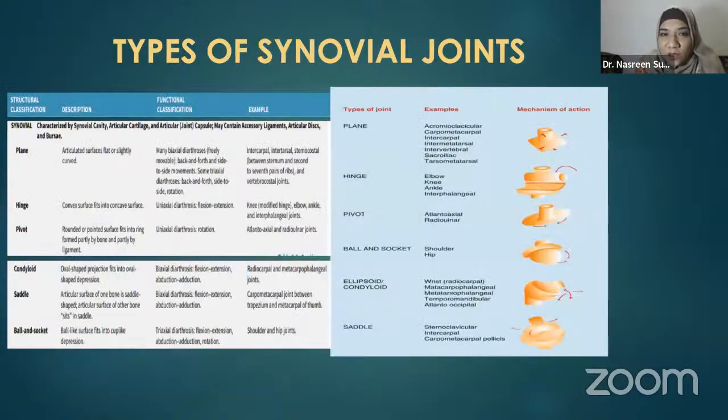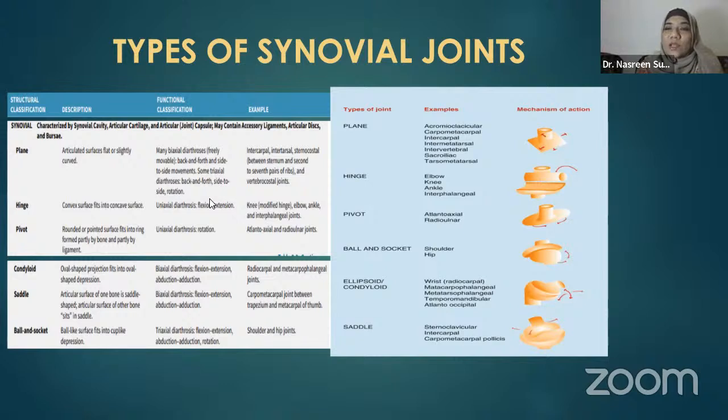Now coming to the types of synovial joints, we have plane joint, hinge joint, pivot joint, condyloid joint, saddle joint, and ball and socket joint. Coming to the plane joint, articular surfaces will be plane. Examples are acromioclavicular joint, carpometacarpal joint, intercarpal joints. Mostly the bones of the wrist come under plane joints.